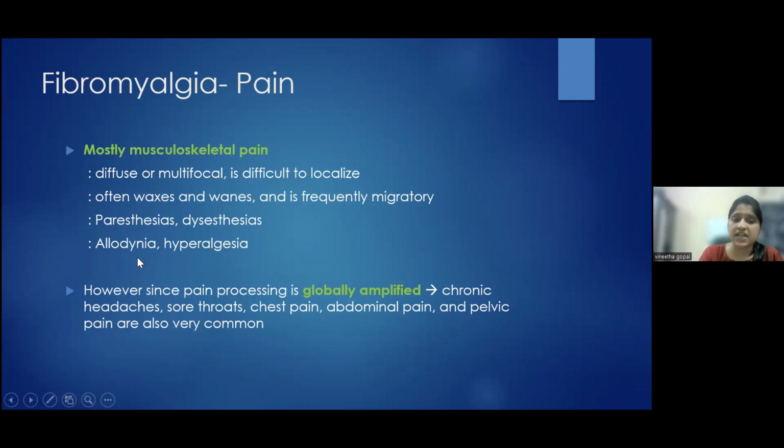Then there will be allodynia and hyperalgesia, because this is central sensitization. And although I told you it is mostly musculoskeletal, sometimes, because it is a globally amplified pain syndrome, there will be headaches, sore throats, chest pain, abdominal pain, pelvic pain. So just because the patient is having a sore throat or chest pain, don't send a consultation to a cardiologist for the chest pain. All these can happen in fibromyalgia, because it is a pain amplification syndrome. Pain can happen anywhere.